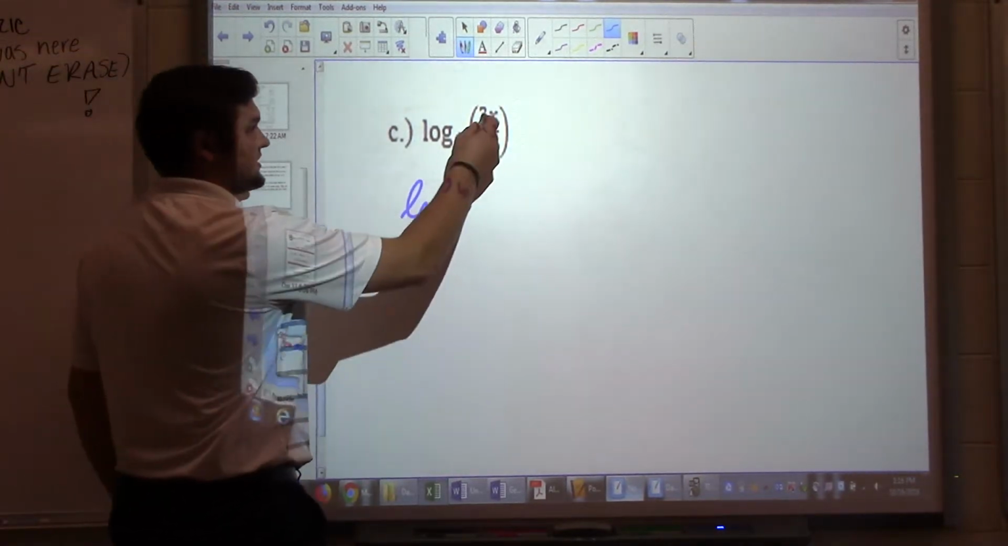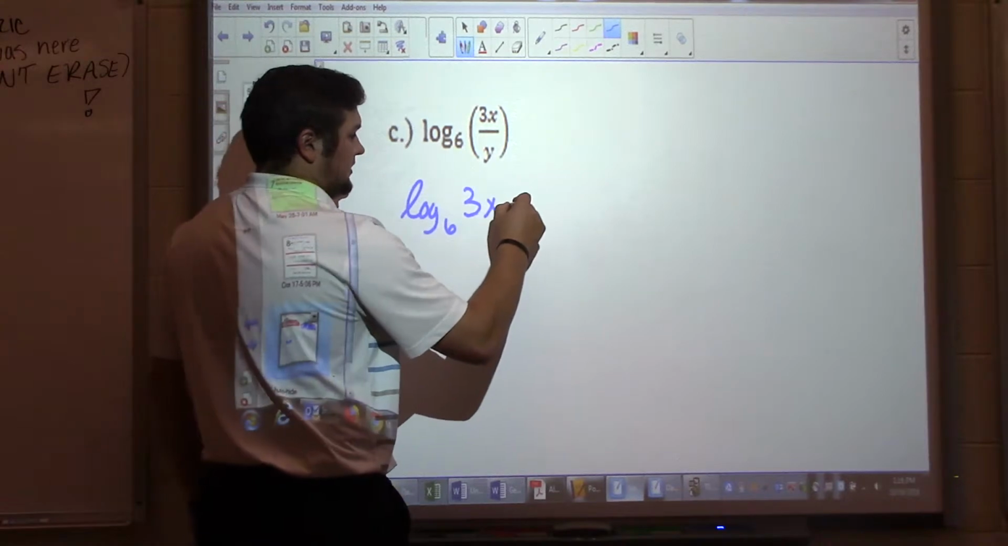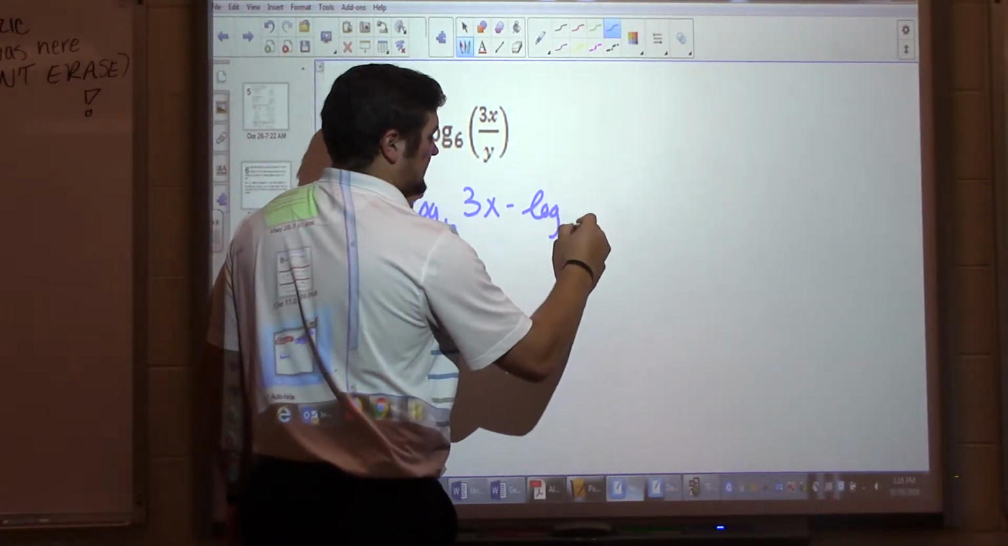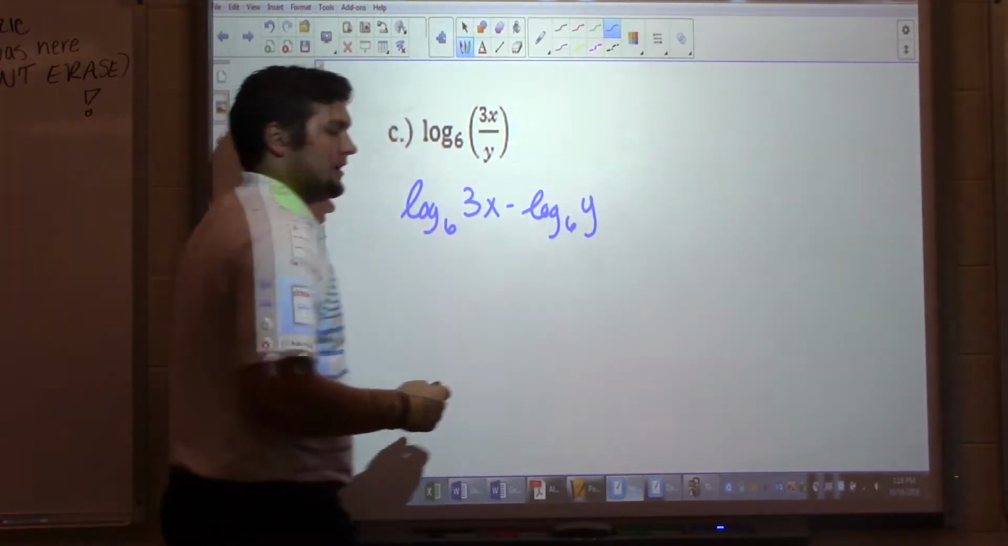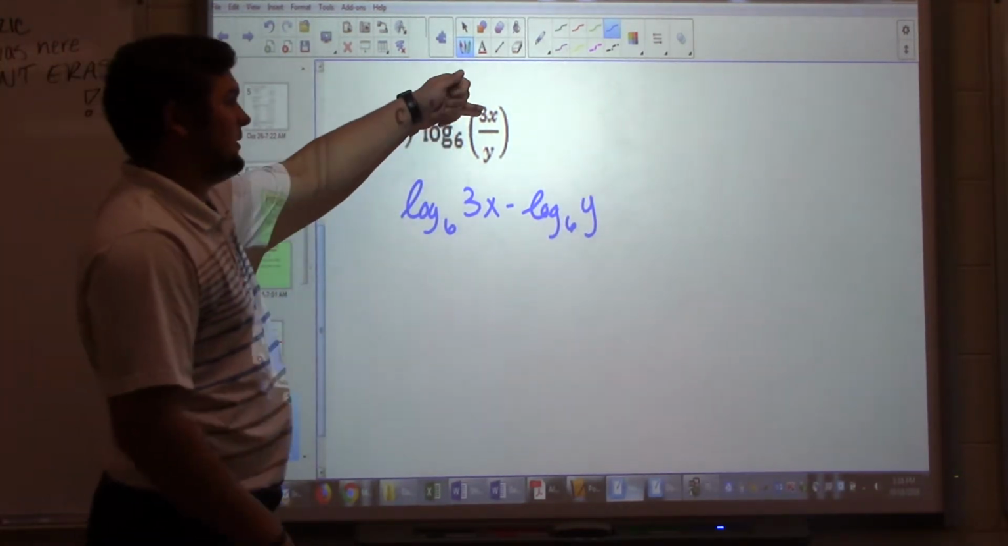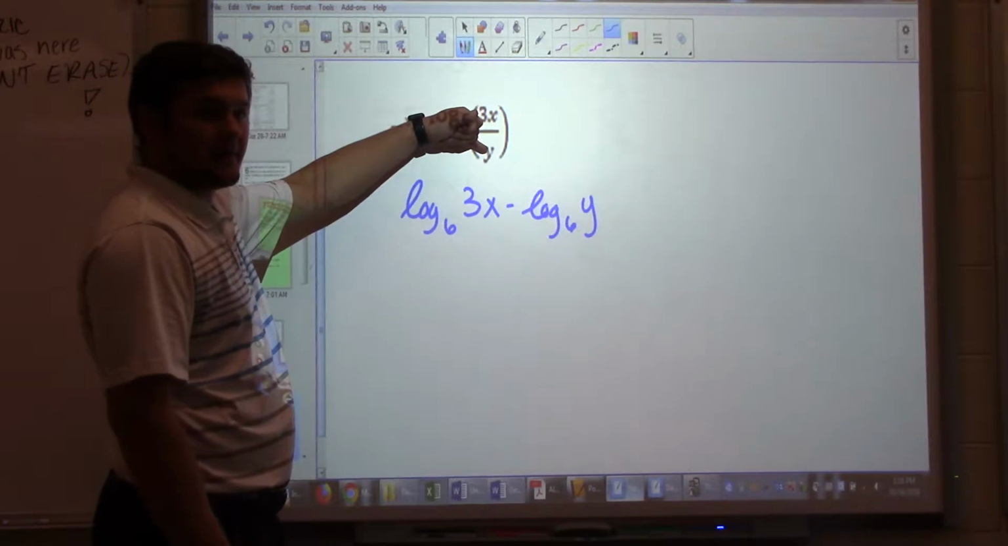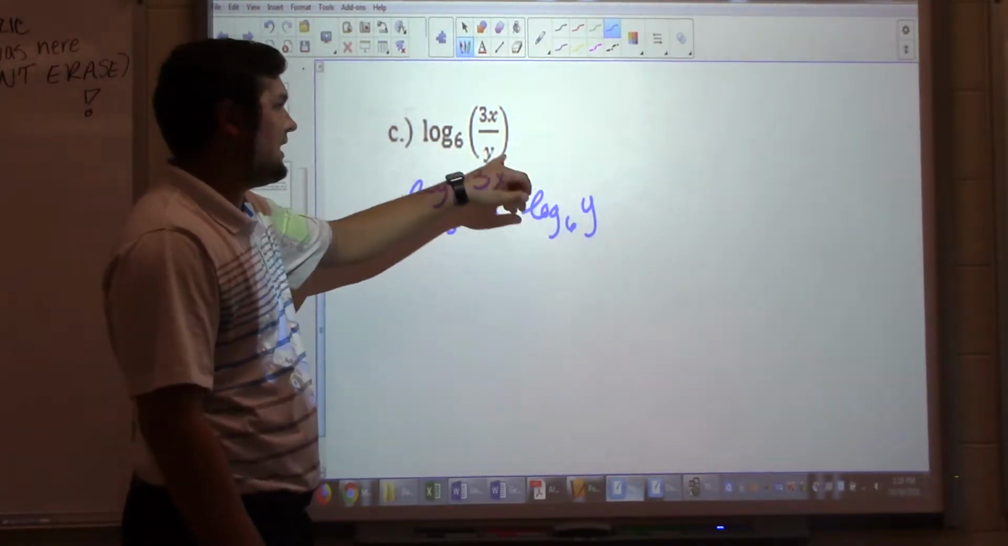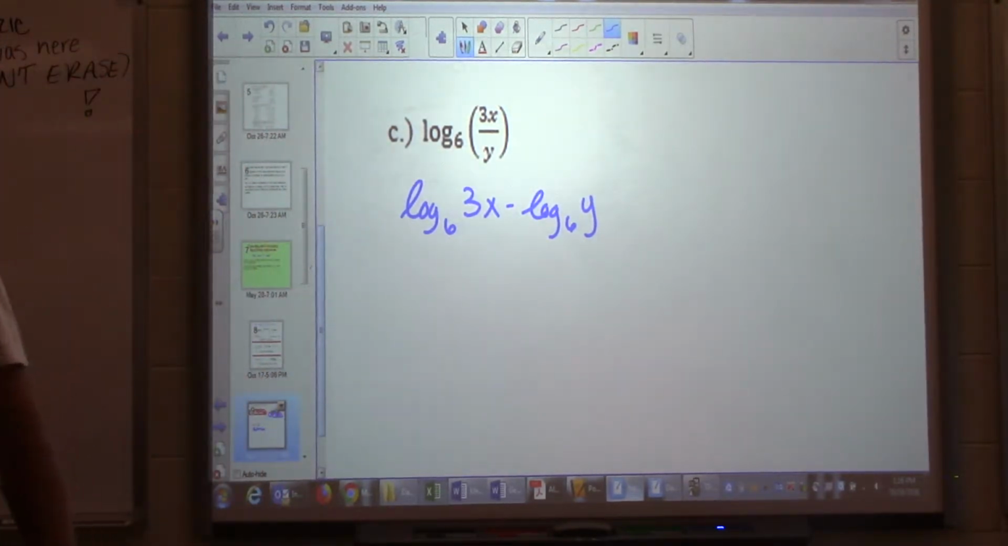So log base 6 of the top minus log base 6 of the bottom. Make sure when we have division, it is always the top minus the bottom. Do not put log base 6 of y minus log base 6 of 3x. Two totally different things. Alright?